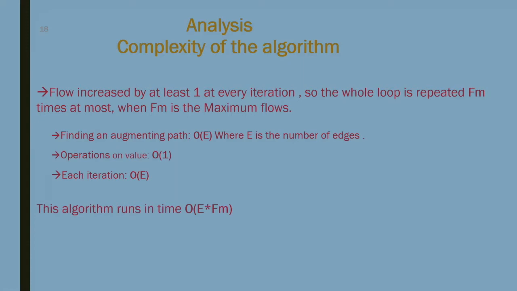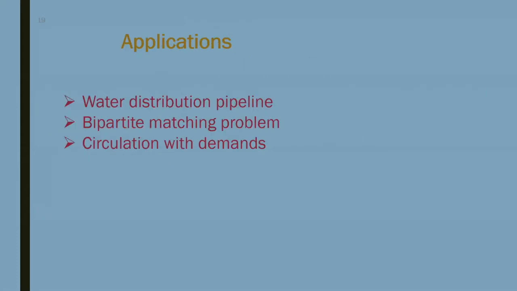So that was it about the basic implementation of the Ford-Fulkerson algorithm for max flow. I hope it helped and was somewhat clear.